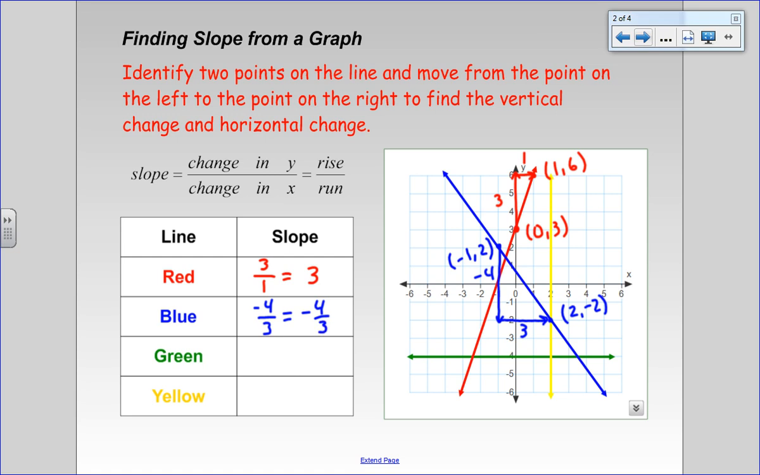Note that a line that slants upward from left to right, such as the red line shown, has a positive slope, while a line that slants downward from left to right, such as the blue line, has a negative slope.